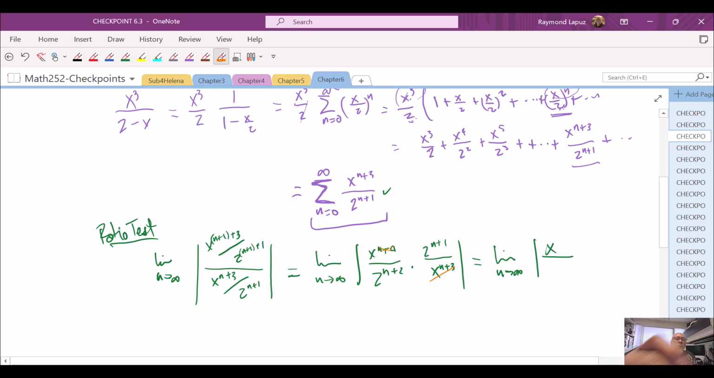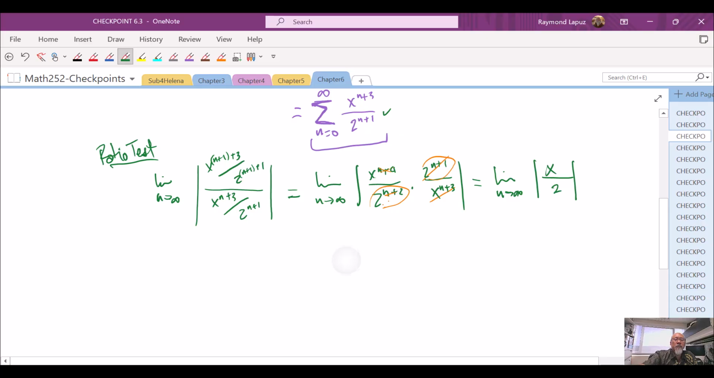And then if we see what happens with a 2 to the n plus 1, so there's one more extra 2 down in the bottom. So everything here goes away, and then you just have a 2 left over in the denominator. And I think that is your limit. There are no more n's, so this is just going to be x over 2. And technically, you can write it as the absolute value of x over 2 because 2 is positive anyways.